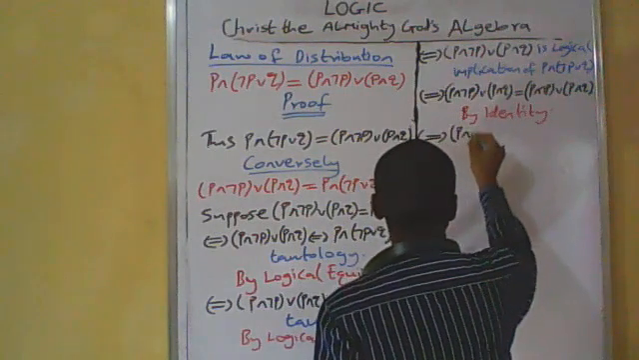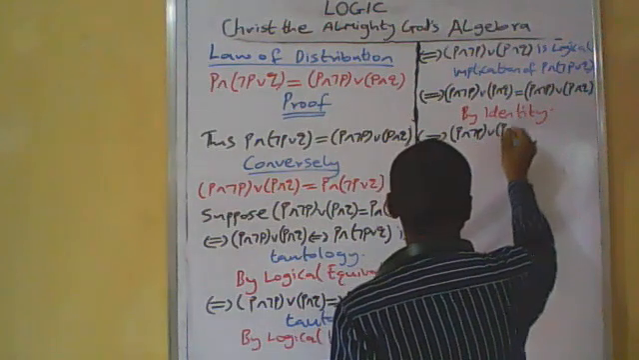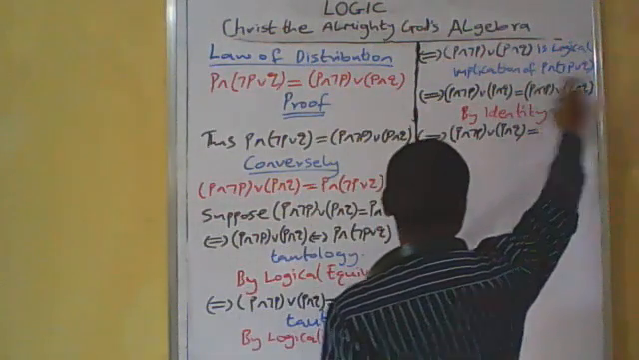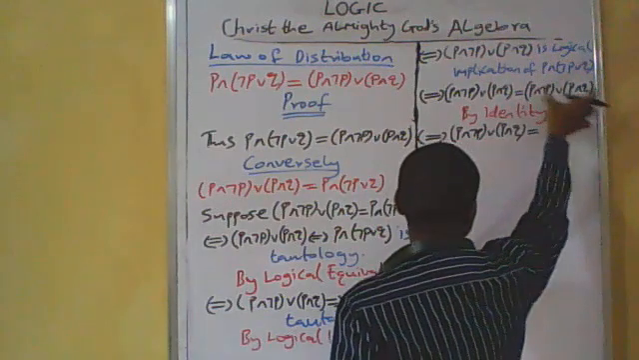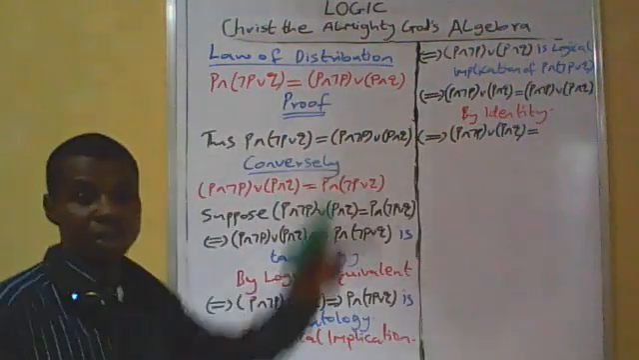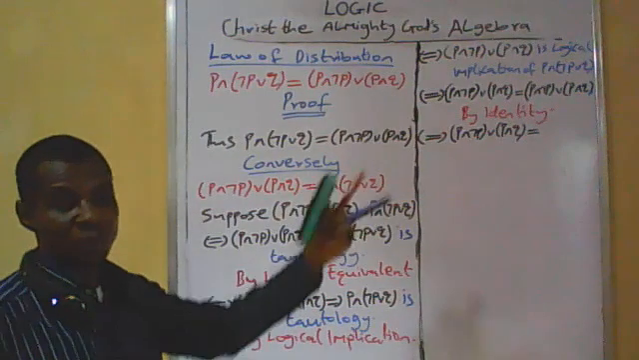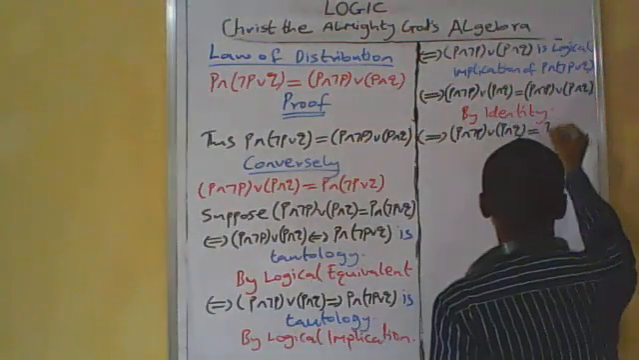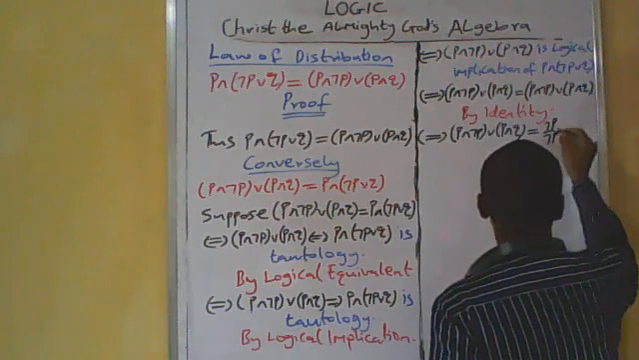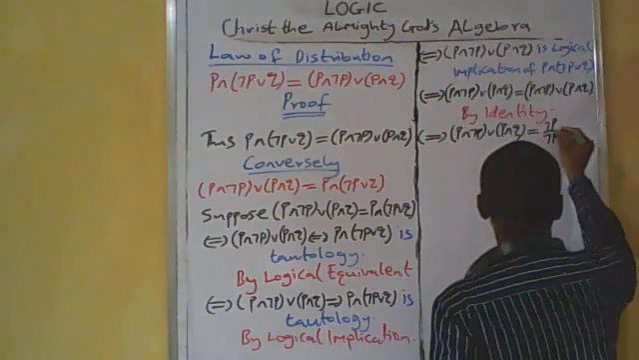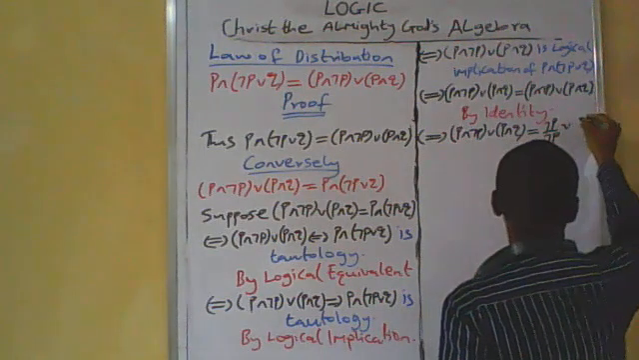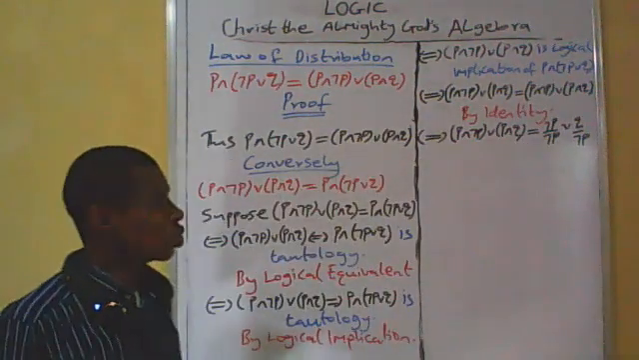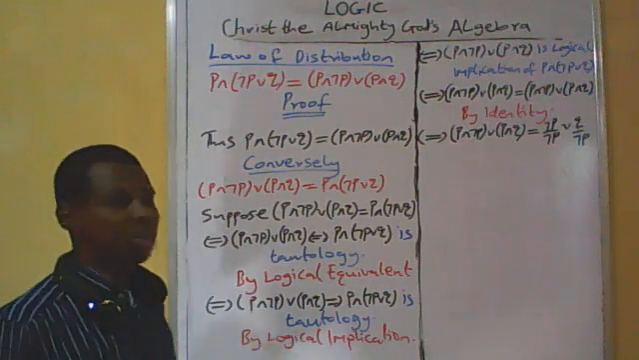bracket P and not P, or bracket P and Q is equal to, we are going to transform these quantitative statements to conditional statements. That we're going to have not P upon not P, or Q upon not P. We have now transformed them to conditional statements. That means not P implies not P, or not P implies Q.